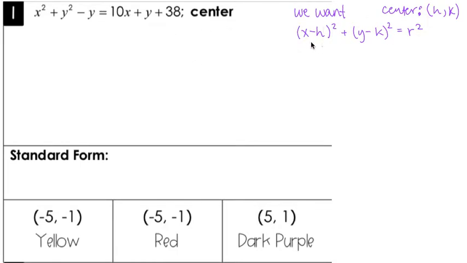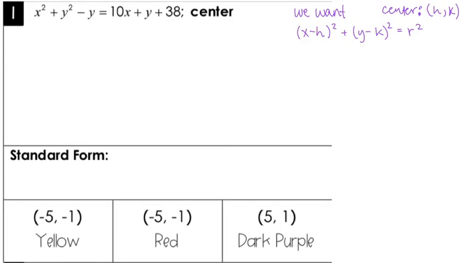So we want our equation to be in this form: x minus h quantity squared plus y minus k quantity squared equals r squared. This way we can find the center because the center is (h, k). You can see that our circle equation has two perfect squares. These binomials are squared. So we're trying to get this equation to look like that.